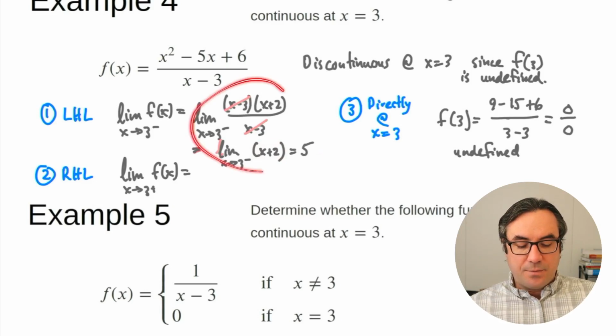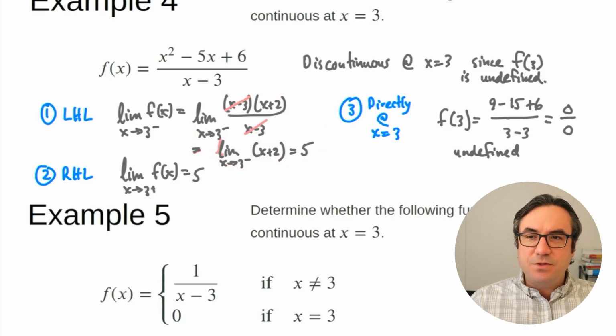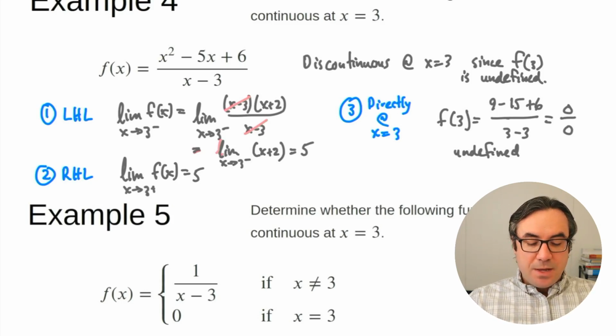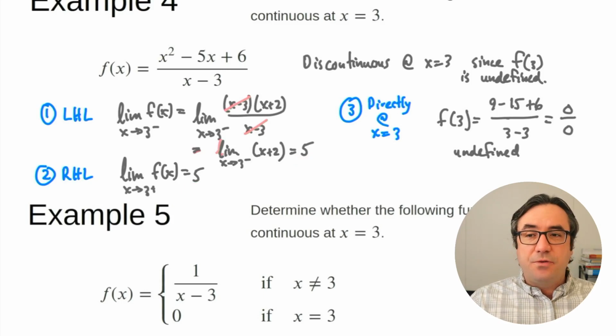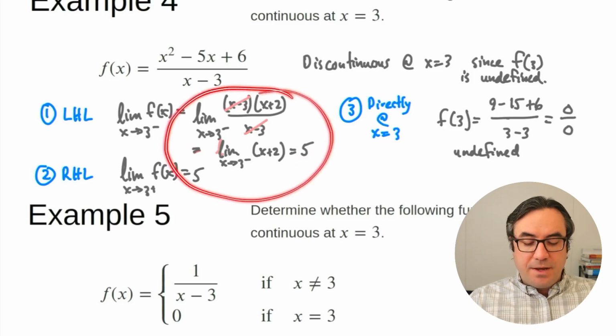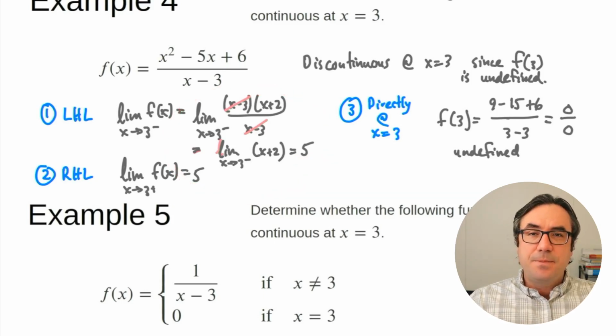And if you repeat these same steps, you should end up with the right-hand limit being 5 as well. So what we're seeing is the left-hand limit and the right-hand limit both exist. They're both 5. So our overall limit exists and is equal to 5. But the issue is our function value is undefined.